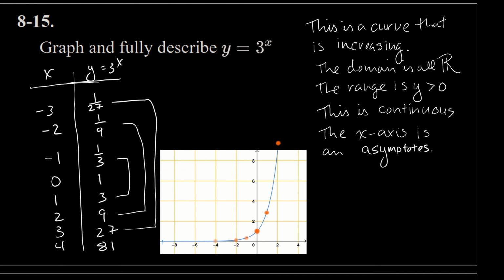So for me to fully describe this graph, I would say this is a curve. Yeah, it's not a line, it's a curve that is increasing. So I say it's increasing because as I move to positive x's, as x gets large, y gets larger. So it's increasing. The domain is all real numbers. The range is all the y values bigger than 0. I can't get any negative values for answers here. So the range is all y values greater than 0.